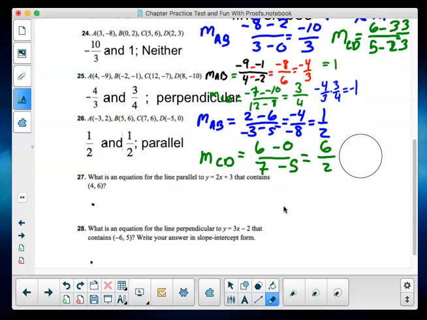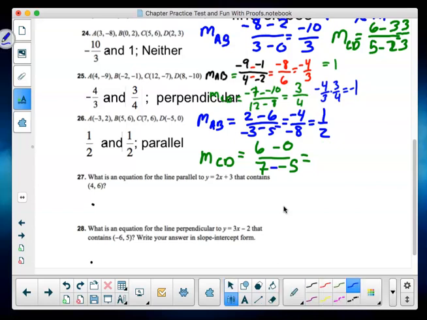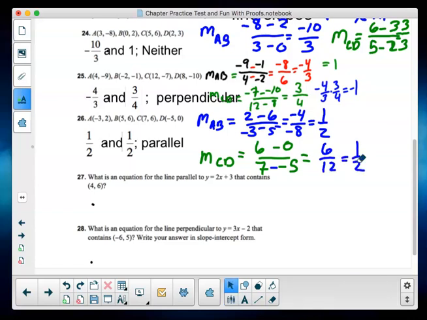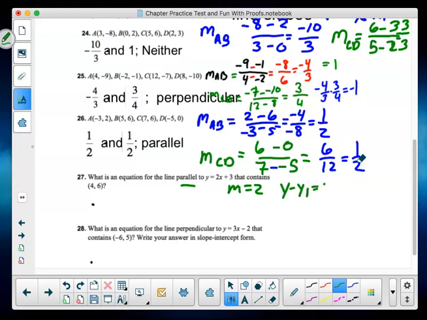So when we go there, we have to make sure that when we put that in, we subtract that. So this is 6 over 12, and that is 1/2. I now know that these are parallel. Okay. Now, what is an equation of a line? Parallel lines have the same slope. That to y equals 2x plus 3, that takes 4, 6. Read your slope. Slope is 2. Okay, and then use your point. y minus y1 equals m times (x minus x1).